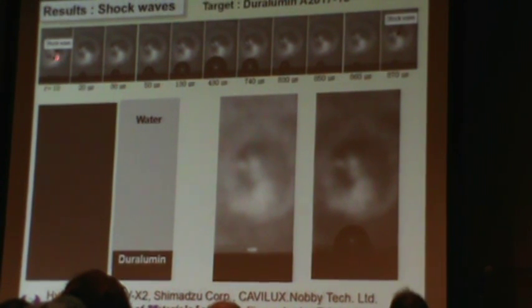So this is our observation using a high-speed video camera. You can see a shock wave here. The pulsed laser is in water. The pulsed laser hit the target, so you can see a shock wave propagate. After that, the bubble develops and then collapses. At bubble collapse, we get another shock wave.